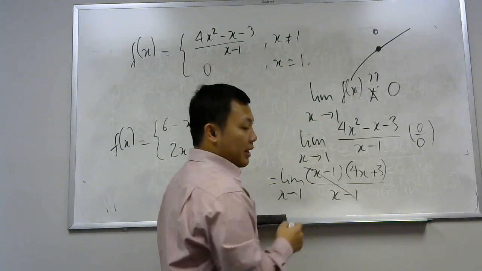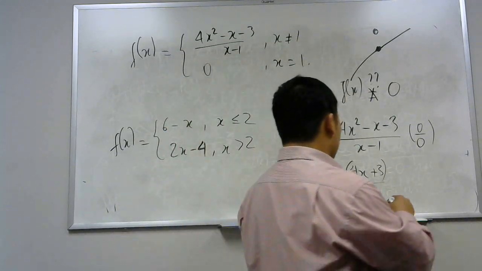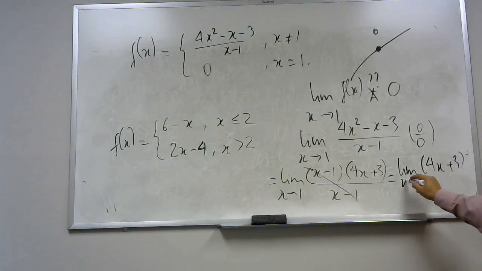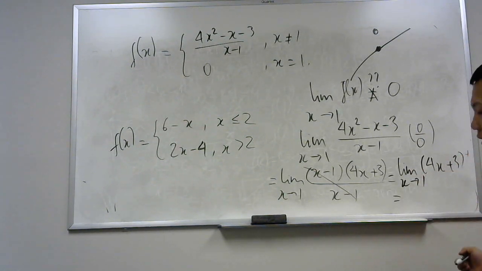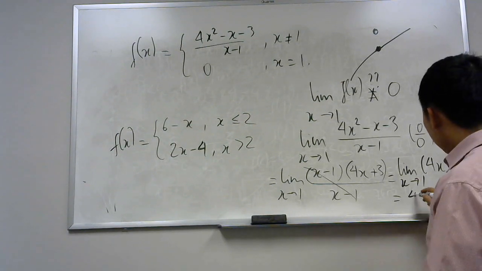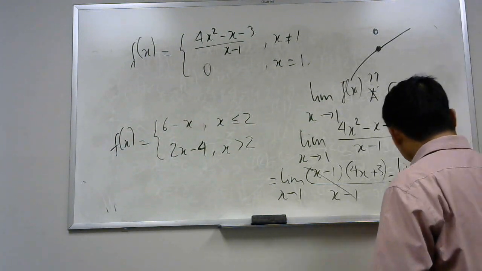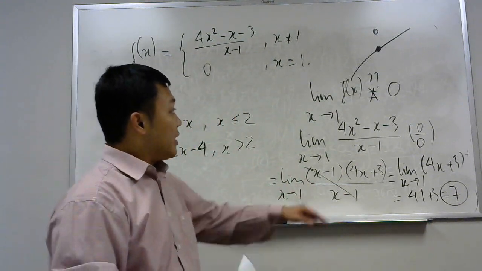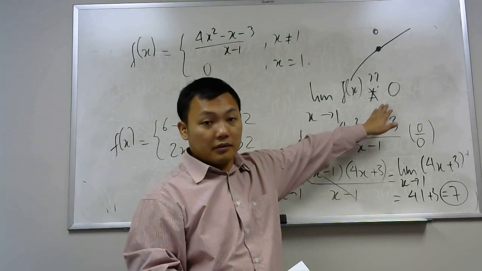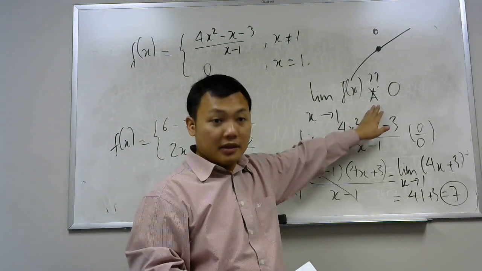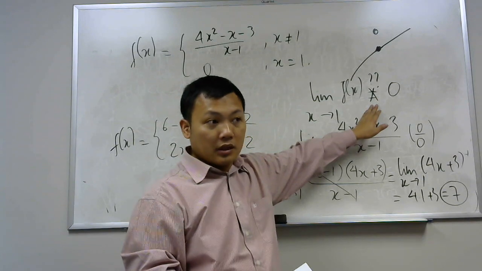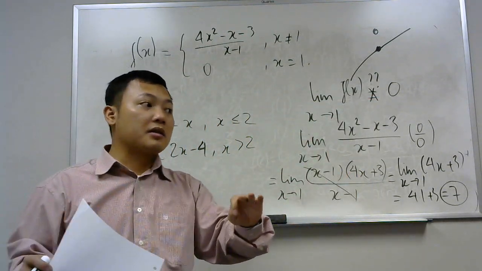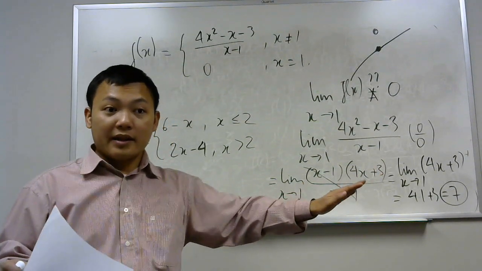And then you cancel x minus 1. You have the limit of 4x plus 3 when x goes to 1. And you plug 1 into this. You get 4 times 1 plus 3 equal to 7. So the limit of that function at 1 is 7. 7 is not 0, which is the function value. That means the function is not continuous at 1. Overall, the function is not continuous at 1, but continuous at any point except 1, right?